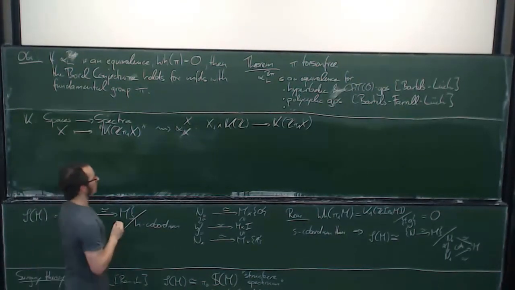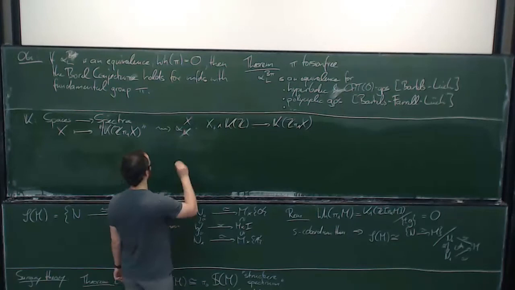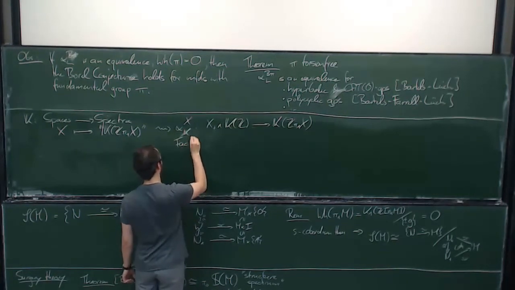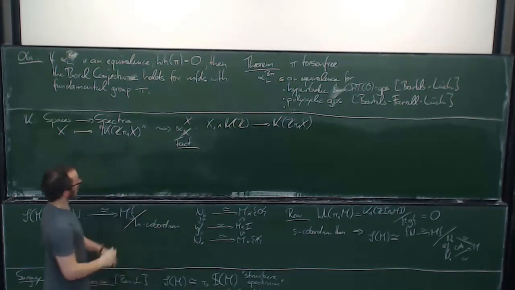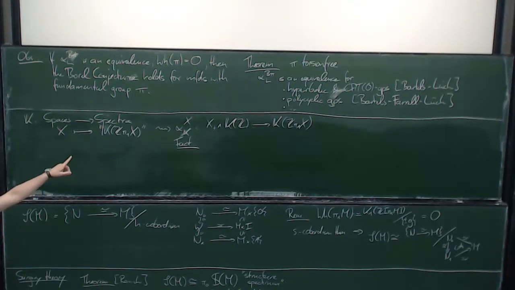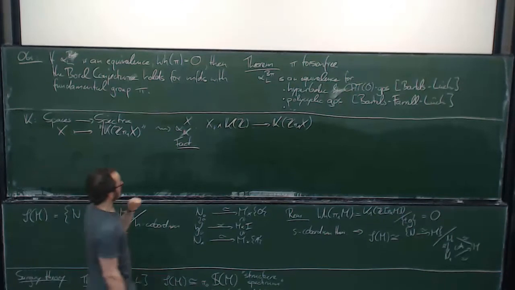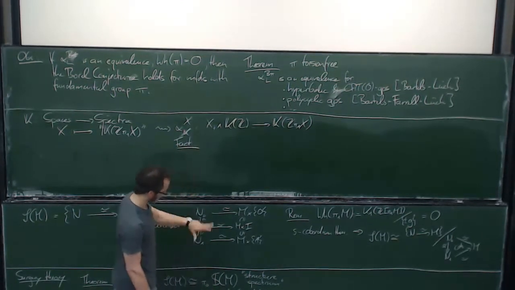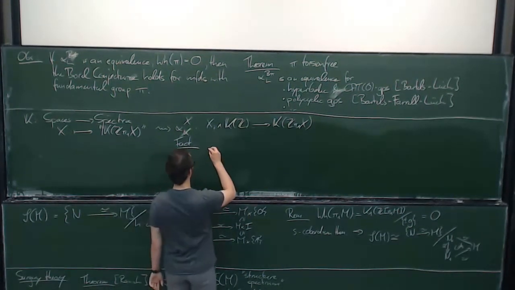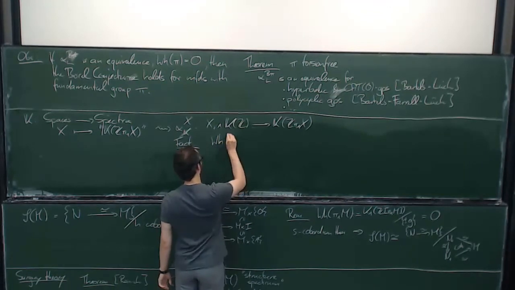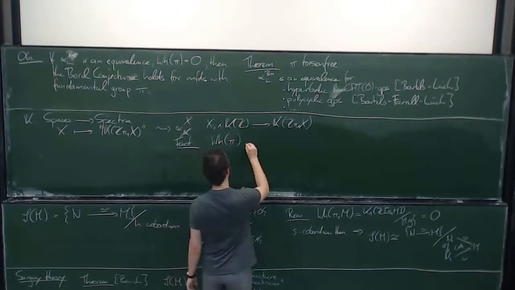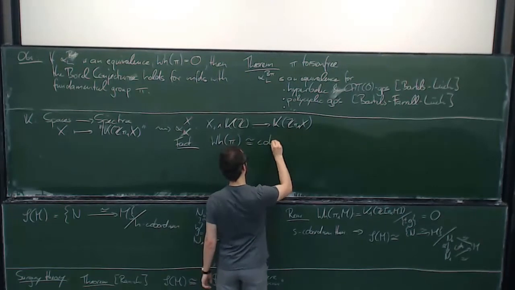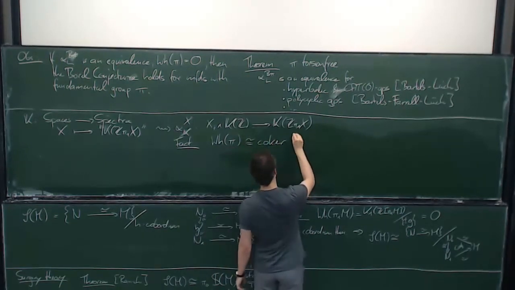Now something that is not that difficult to figure out, but which I will just state as a fact, is if we again look at the assembly map where we plug in the classifying space of a discrete group for X, then this assembly map allows us to describe the Whitehead group, because it turns out that the Whitehead group of a discrete group is isomorphic to the co-kernel of the assembly map in degree 1.